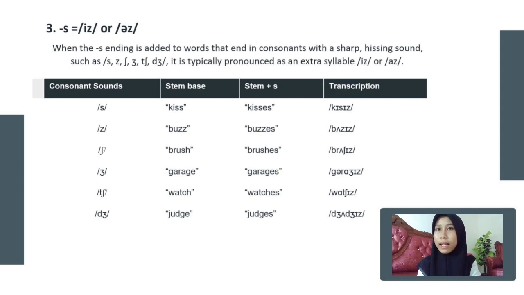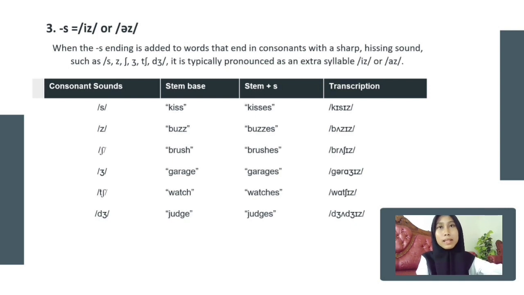For example, s, consonant sound, kiss, stem base kiss, stem plus S, kisses, transcription kisses. The next is z, consonant sound, buzz, stem base buzz, stem plus S, buzzes, transcription buzzes. The next, sh, consonant sound, brush, stem base brush, stem plus S, brushes, transcription brushes.